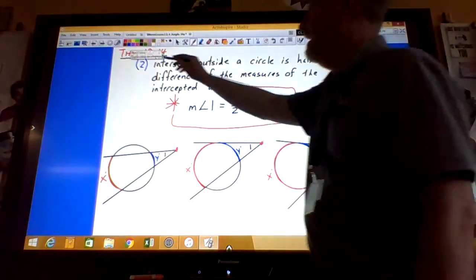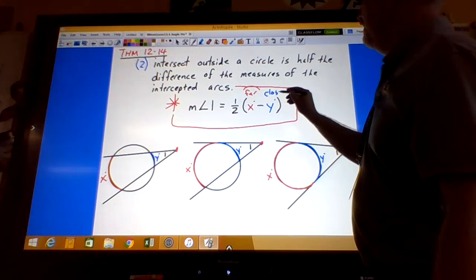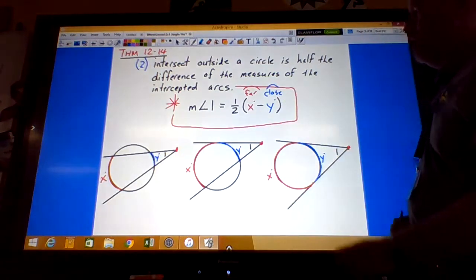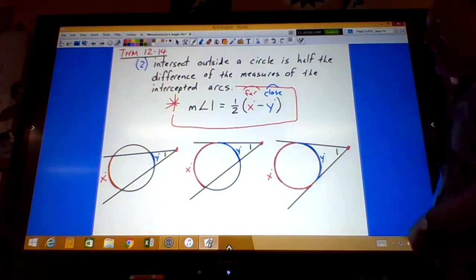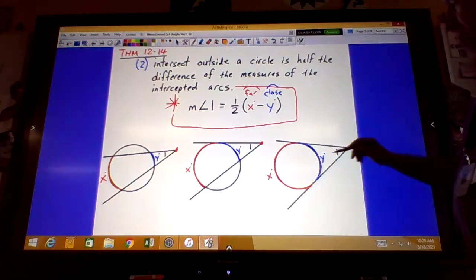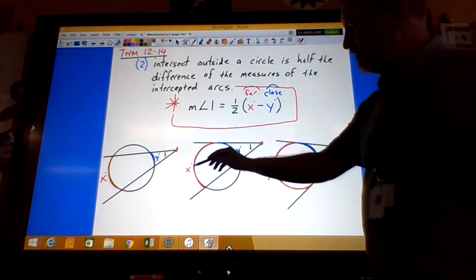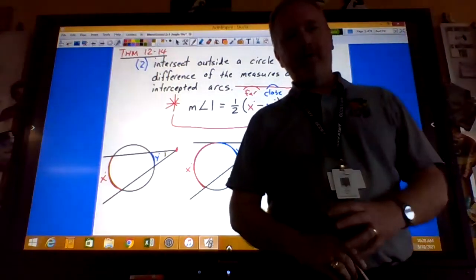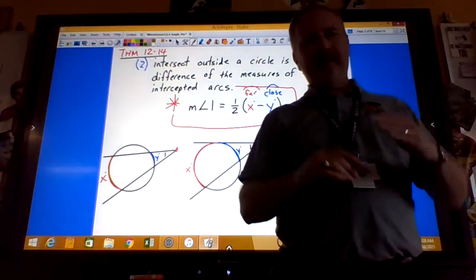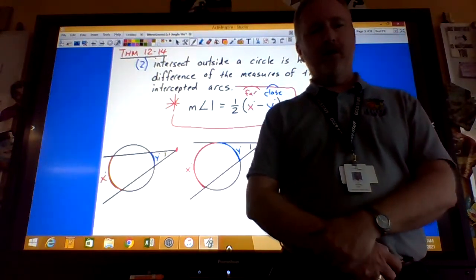All right? And I think that makes sense. It's the one that is close to the angle. So you do need to put the far arc first minus the close arc second. All right? And you'll notice in each one, the X is far away, the Y is close, X is far away, Y is close, X is far away, Y is close. Now, one thing that will help you with that is the far away arc will always be bigger than the close arc.